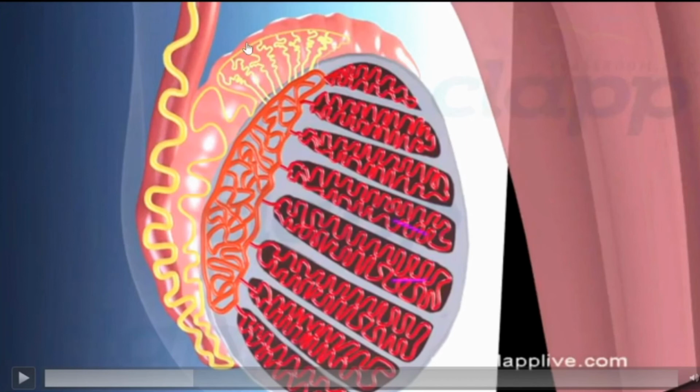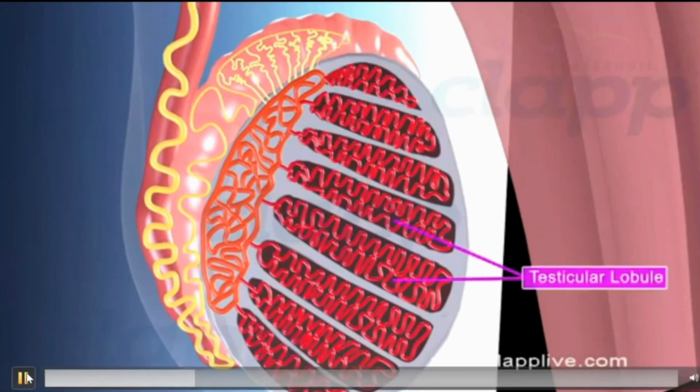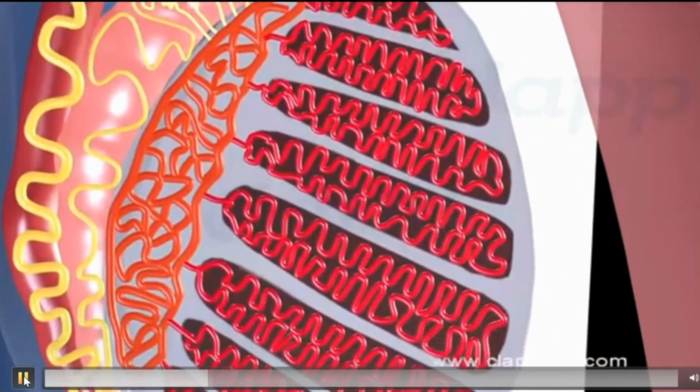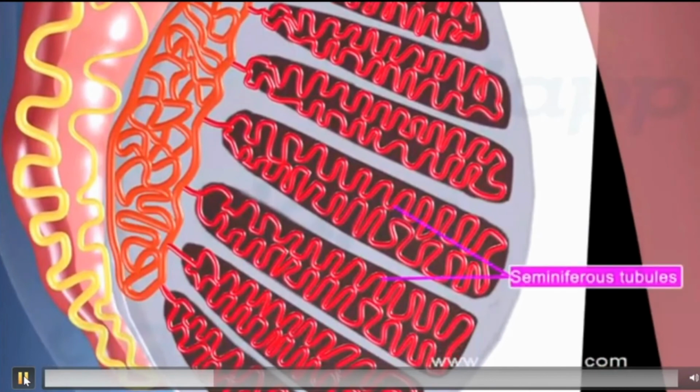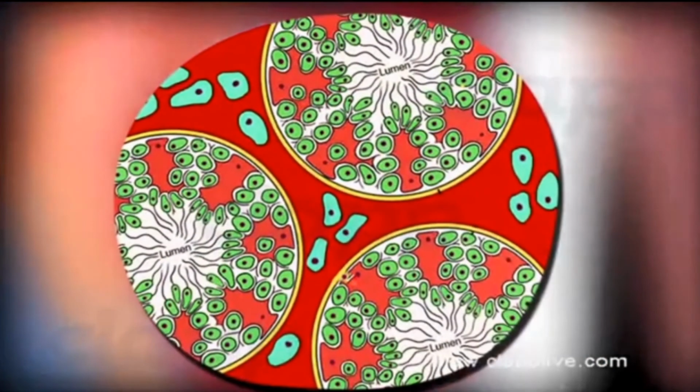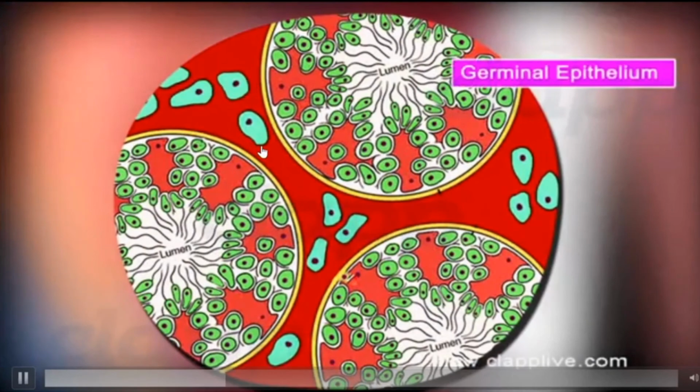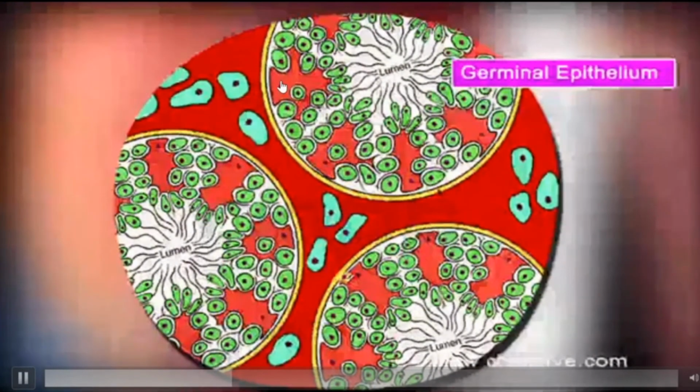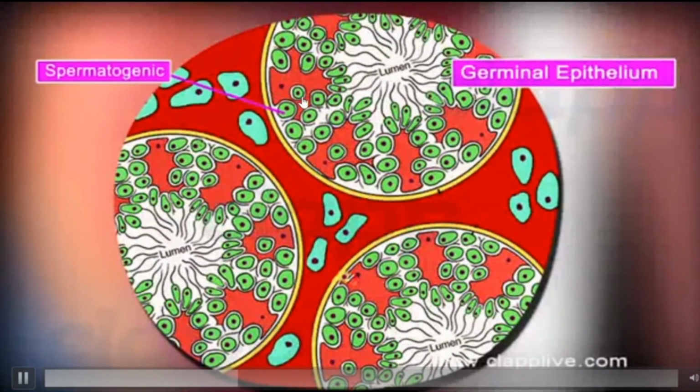And the vasa efferentia then unite with the highly convoluted epididymis. The epididymis then joins with the vas deferens. Then the vas deferens, blood vessels and nerves unite to form the spermatic cord and pass through the inguinal canal. Around 200 to 300 lobules called testicular lobules, each consisting of 1 to 3 highly coiled seminiferous tubules. These tubules are lined inside by germinal epithelium. Germinal epithelium consists of 2 types of cells, cuboidal cells called spermatogonia and pyramidal cells called Sertoli cells or nurse cells.